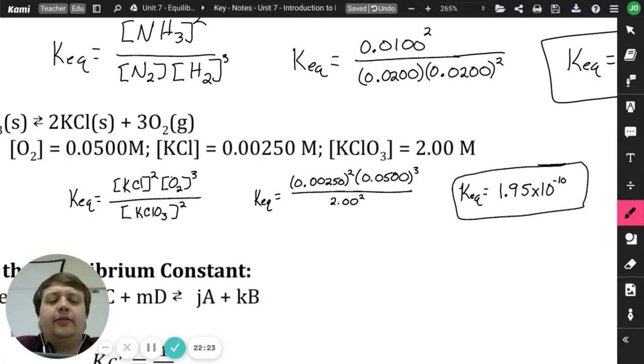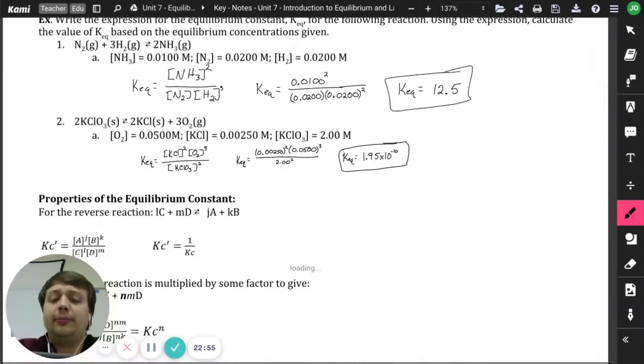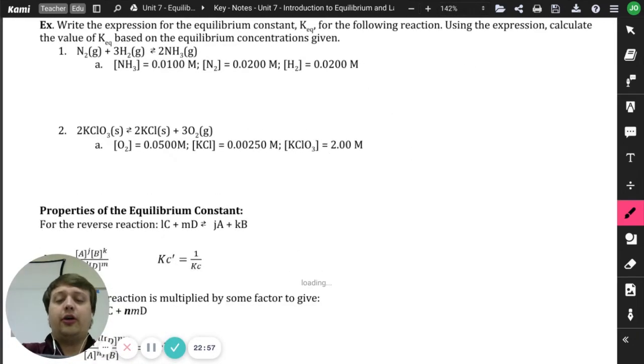All right, so let's take a look at this. So I've got KEQ equals the concentration of KCl to the second power times the concentration of O2 to the third divided by the concentration of KClO3 to the second power. I plugged in my numbers. I got 0.00250 to the second, 0.0500 to the third, and all of that is over 2.00 to the second. Plug that into my calculator, and I found that my KEQ is going to equal 1.95 times 10 to the negative 10. Okay? So very, very simple in terms of how we would solve that.